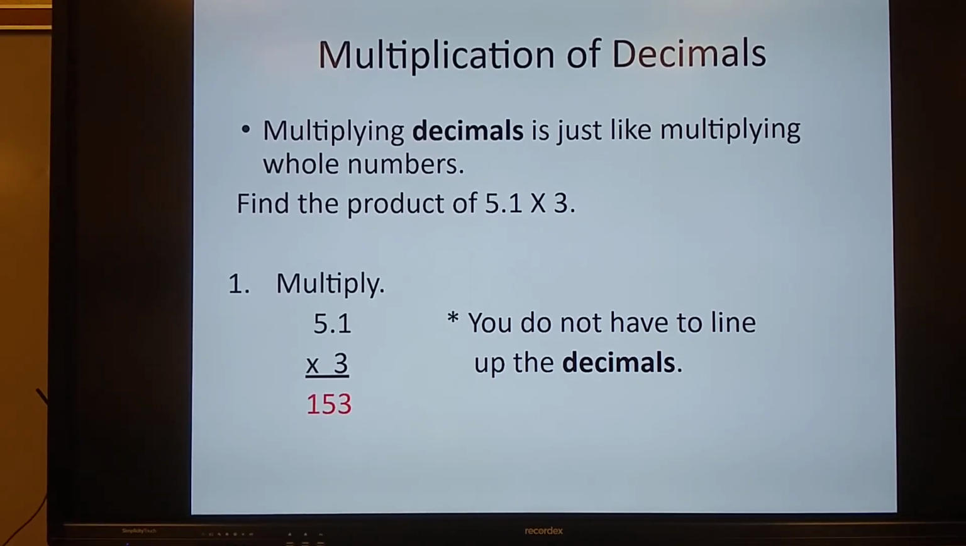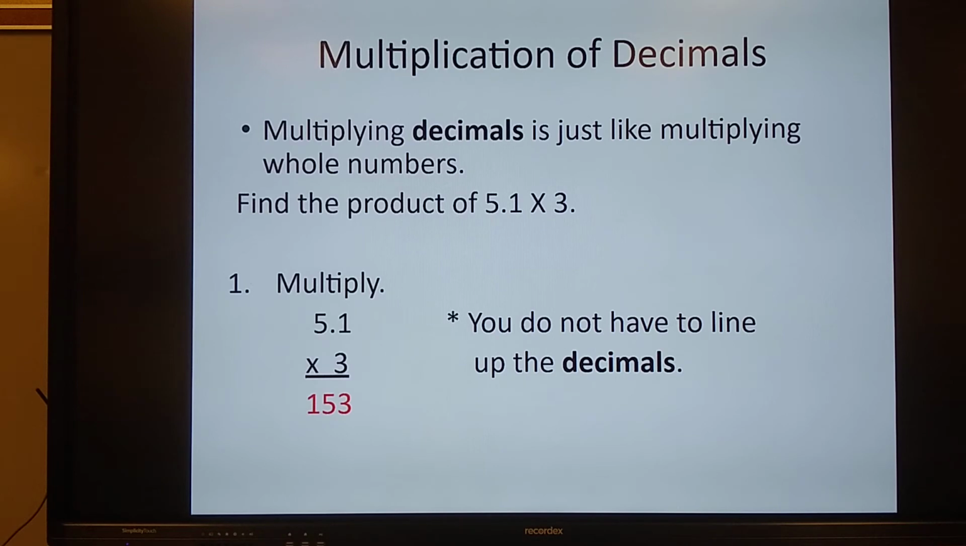When you multiply decimals, do not line them up. When you add and subtract decimals, you will line them up. So, step number 1 is just simply to multiply like normal. 3 times 1 is 3. Bring down the 3. 3 times 5 is 15. Bring down the 15. So you got 1, 5, and 3 on the bottom.